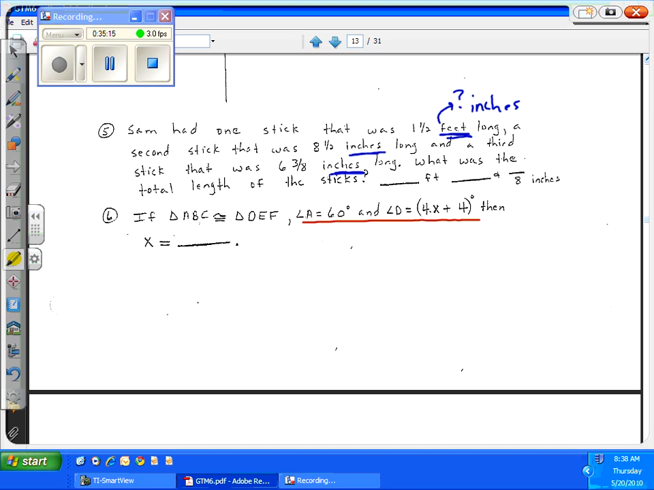Number 6, it says if angle A is 60 and angle D is this, then find X. Angle A and angle D are corresponding parts of congruent triangles, therefore they're equal. So what angle A is and what angle D is are equal. Excuse me, angle A is equal to angle D. So what angle A is, 60, is equal to what angle D is, 4x plus 4. You've got an algebraic equation and you can solve, okay? And you can finish that.